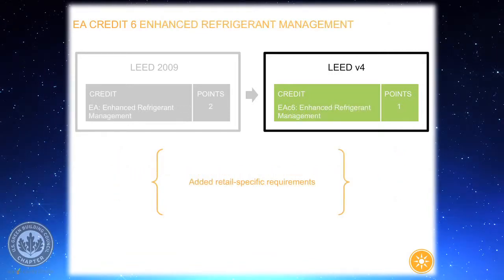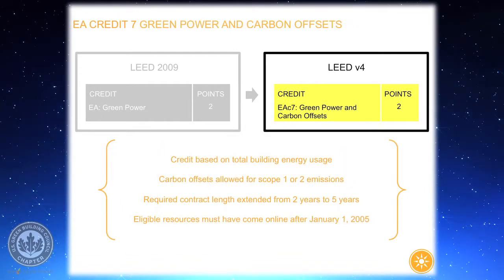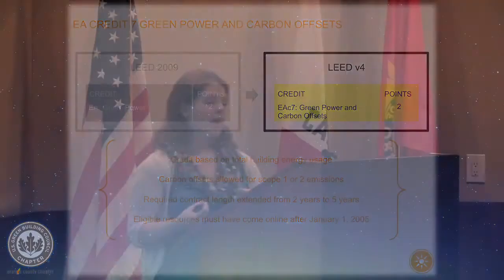For enhanced refrigerant management, again, minor changes here. We've just added retail-specific requirements based on the LEED 2009 for retail program. And finally, green power and carbon offsets. You'll see a change in the title to reflect that we are now accepting carbon offsets for Scope 1 and Scope 2 emissions. We've also adjusted the credit to be based on total building energy use as opposed to just electricity. And then we've adjusted the contract length or the commitment length from 2 years to 5 years and have a specific requirement that the resources must have come online after January 1st of 2005 to ensure that they are of the best technology. And then we are still relying on Green E here.